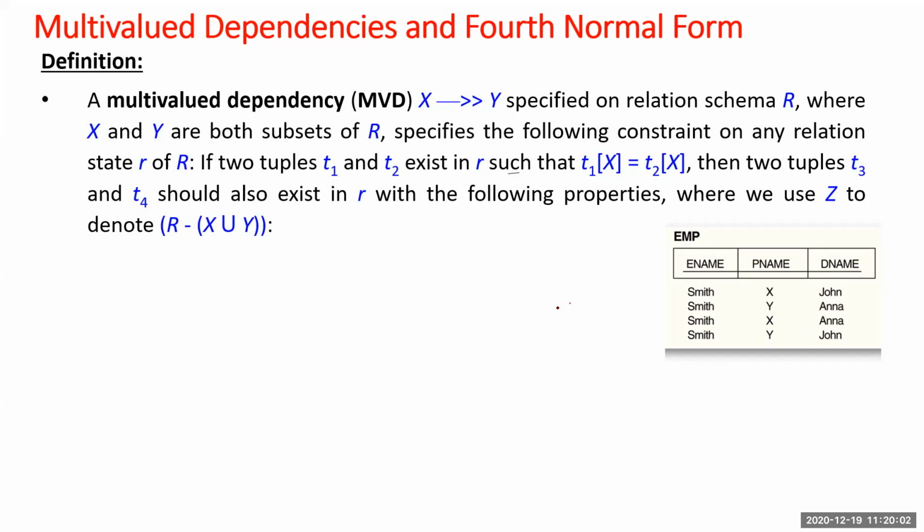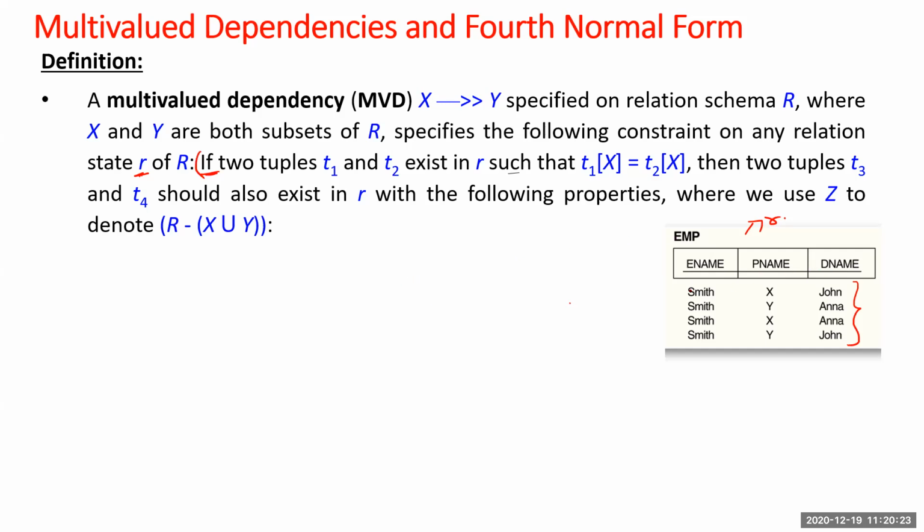Let us consider this example. Let me start. What is my current state of R? This is my current state of R in a relation schema R. These four tuples I have, that's my current state. First, let me apply a condition. What is that condition? This is my condition.